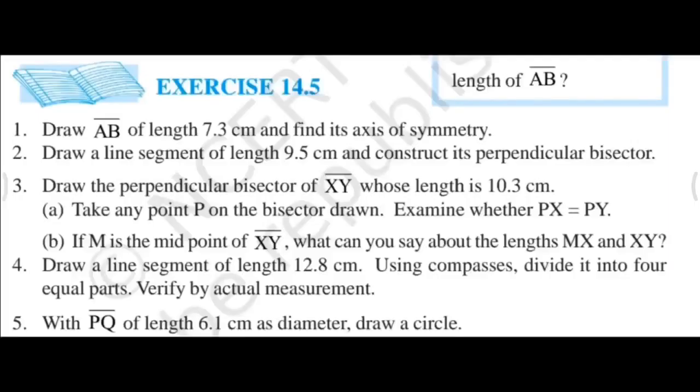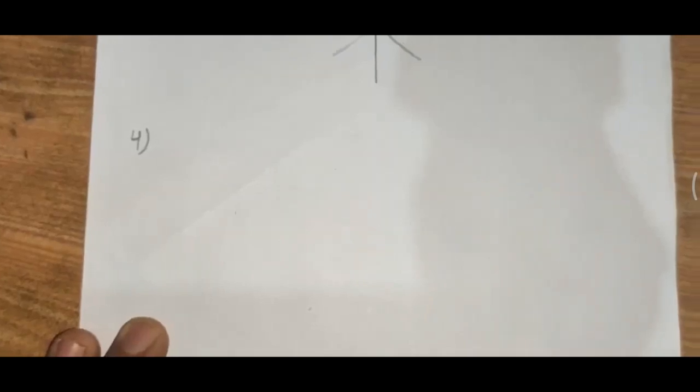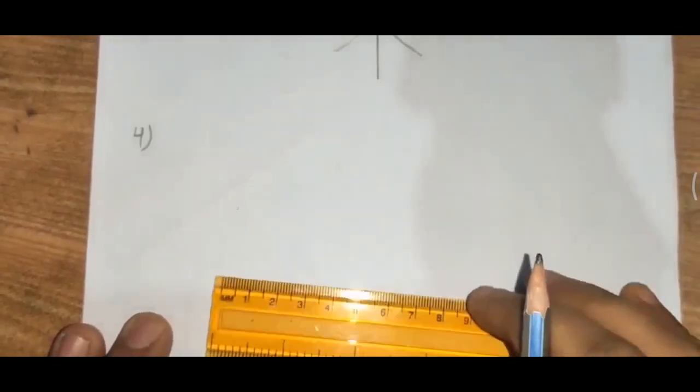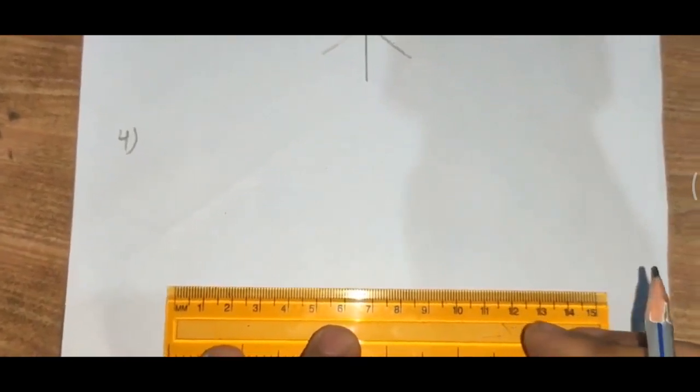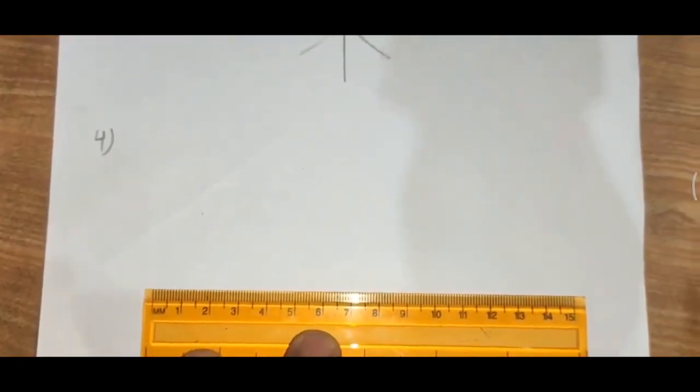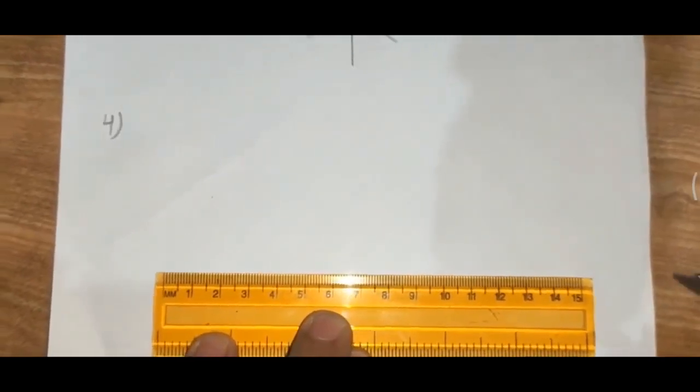Now this is question number 4. Draw a line segment of length 12.8 centimeter using compasses, divided into 4 equal parts, and verify by actual measurement. So this we will verify by the measurement also. Now let's draw it. Draw a line segment of 12.8 centimeter, and then using compass we are required to divide this line segment into 4 equal parts.